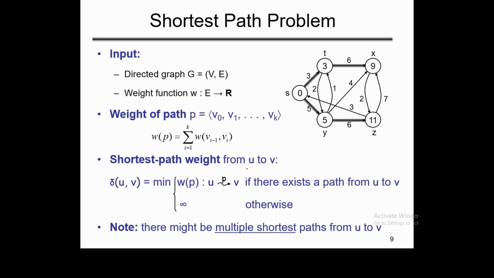The shortest path weight from node U to V will be delta. We represent it as delta(U, V) equals the minimum of the weight of P, that is, the weight of a path from U to V if there exists a path from U to V. Otherwise, it will be infinity. If we are talking about S to X directly, and there is no direct edge from S to U, then initially these will all be set to infinity like in the Dijkstra algorithm.